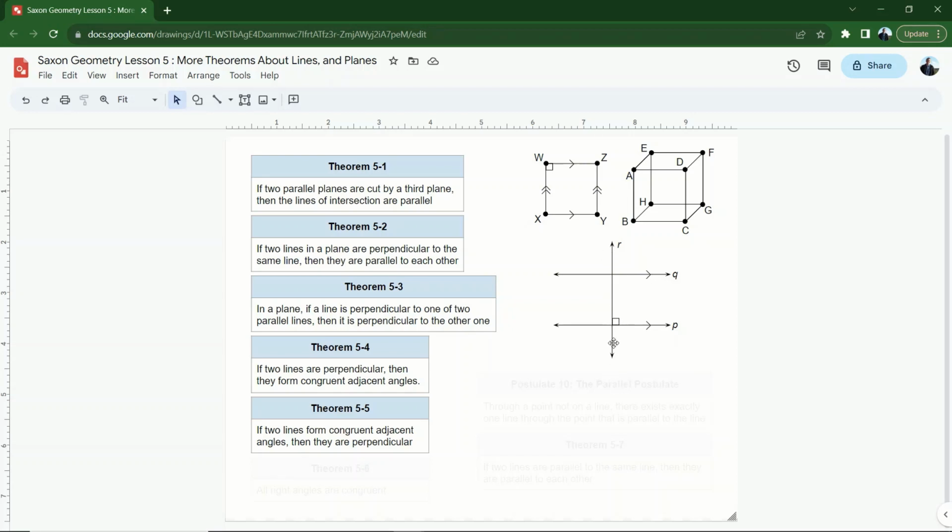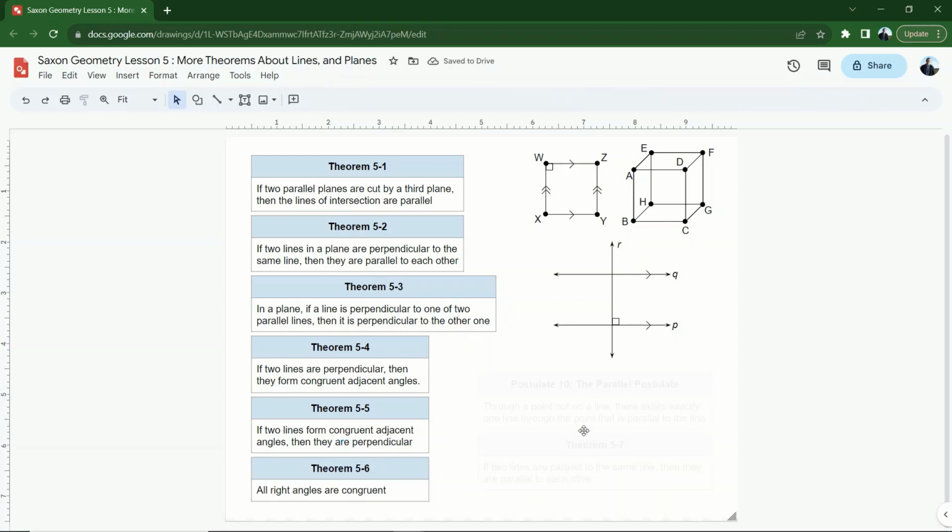This angle is 180 degrees. For these angles to be congruent, they each have to be 90 degrees, for them to be the same size and add up to 180. So does it make sense that they would be right angles? And any angle that's a right angle shows that the lines that make that angle are perpendicular. That's what we have going on in Theorem 5.5.